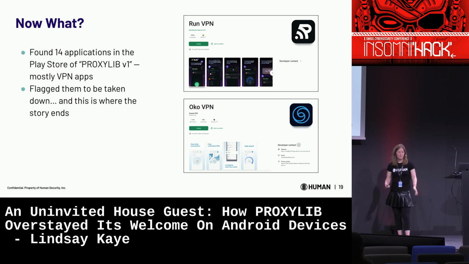So now what? Clearly we have something not good happening here. So we looked for other ones because if there's one, oftentimes there are more. In this first round of what we called PROXYLIB version 1, we found 14 applications available in the Play Store.